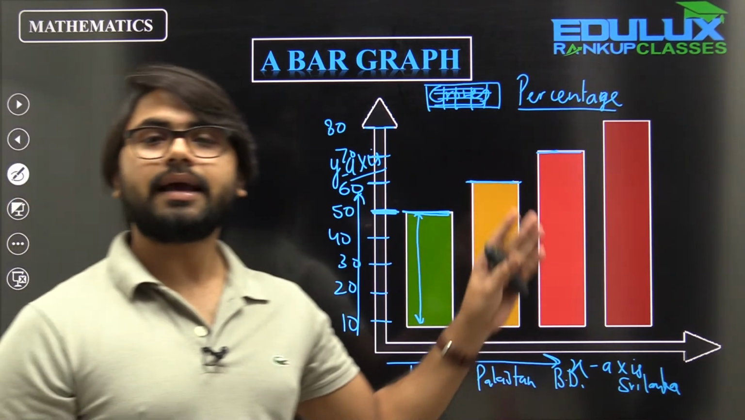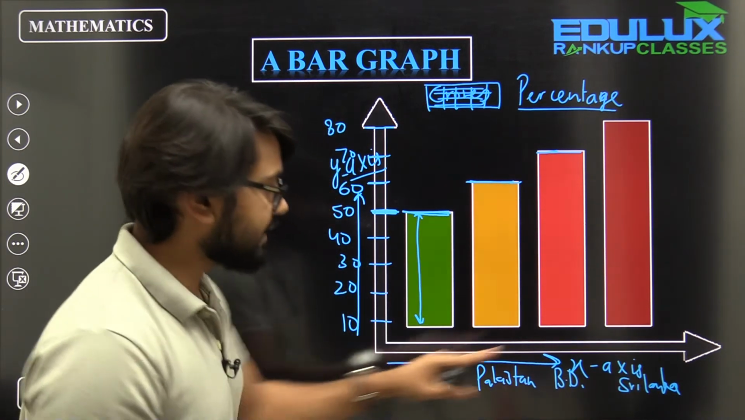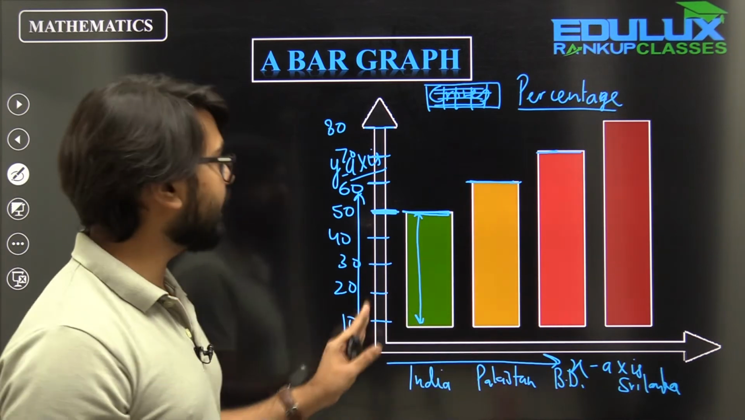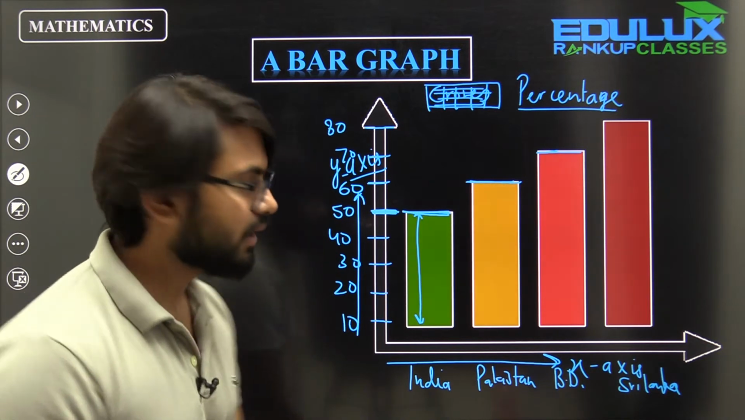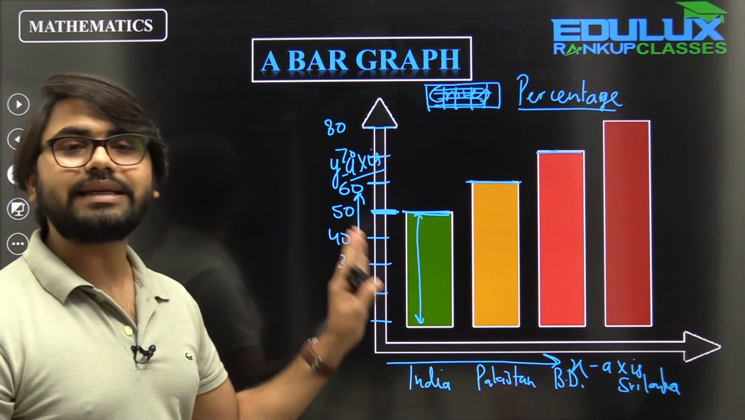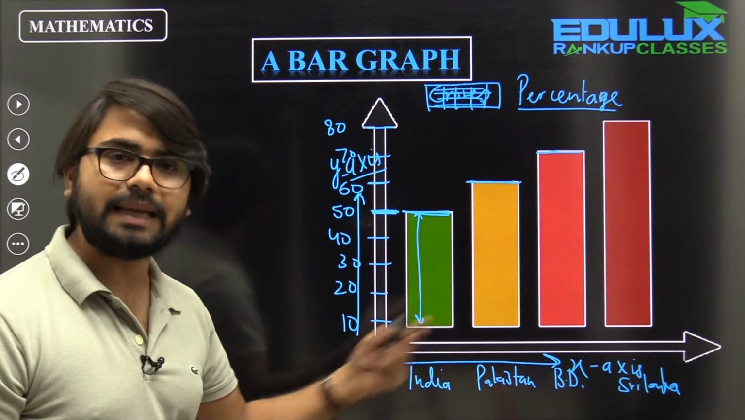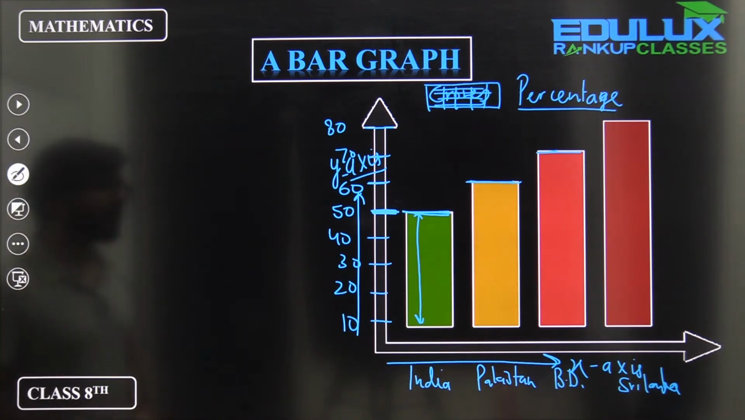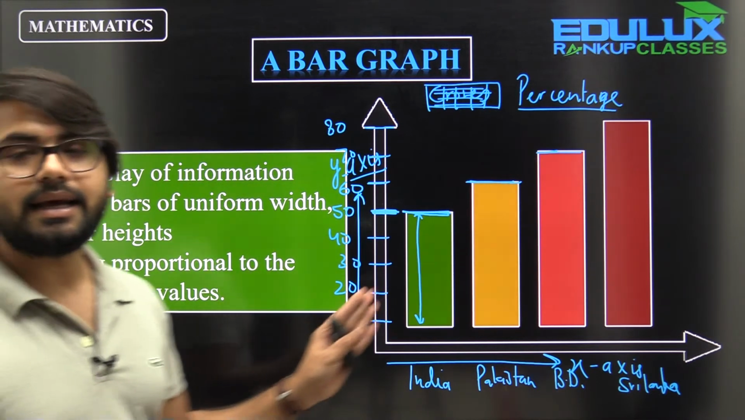So this is just an example to depict what a bar graph shows. Along the x-axis we have some information given, along the y-axis we have the data, which means how many people or how many of these things there are. With the help of this bar graph, this is quite easier to draw as compared to a pictograph, and it depicts the same information also. So a bar graph is a display of information using bars of uniform width, their heights being proportional to the respective values.